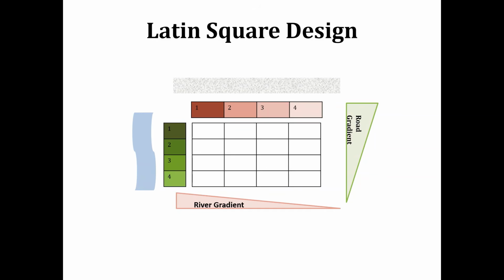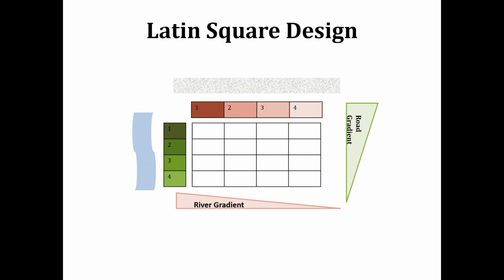So we have these 4 blocks. Block number 1 has the maximum effect of the road gradient, and this is presented in row number 1. Then we have row number 2, which is block number 2 for the road gradient. Then row number 3, which is block number 3. And then block number 4, which is column number 4 for the road gradient. And we can see that the effect of the road gradient is minimum in this block.